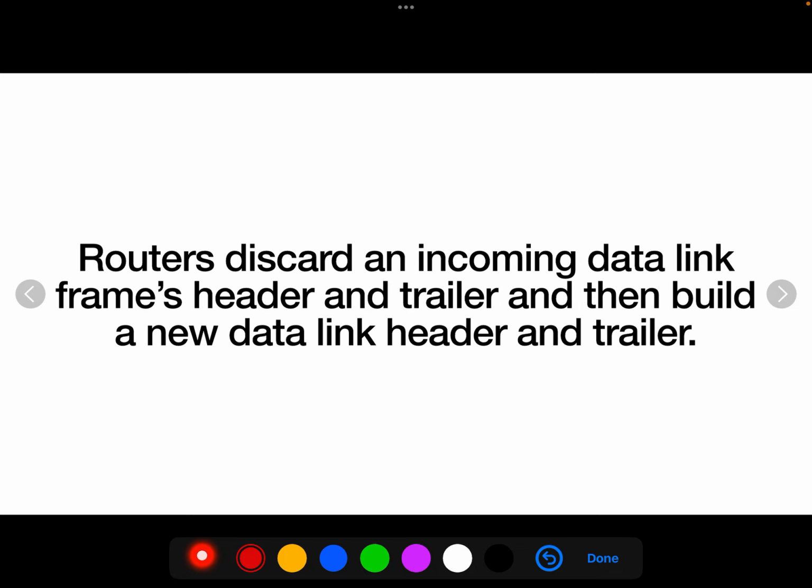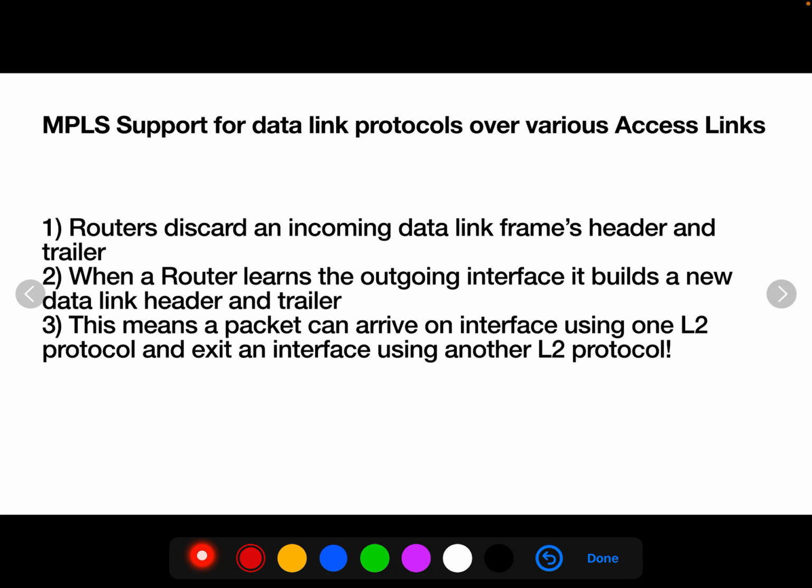So I want to ask you something. Do you know this? Routers discard an incoming data link frame's header and trailer, and then when it's time to send a packet to a destination network, it builds a new data link header and trailer. Something very important to keep in mind. You might know this, that's great. It's just something to keep in mind. Now, MPLS supports data link protocols over various access links. So we've got to remember, routers discard an incoming data link frame's header and trailer. When a router learns the outgoing interface, it builds a new data link header and trailer.